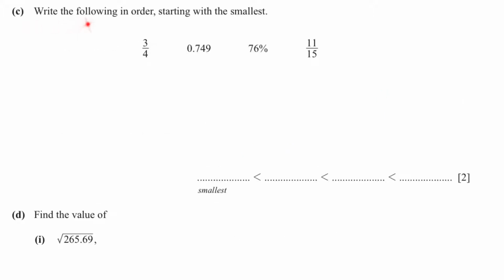Number C. Write the following in order, starting with the smallest. Whenever you have a question like that, turn everything into decimal. So this will become 0.75. This is already in decimal, 0.76. And this will become 0.73333. But we'll write it in 3 decimal places.